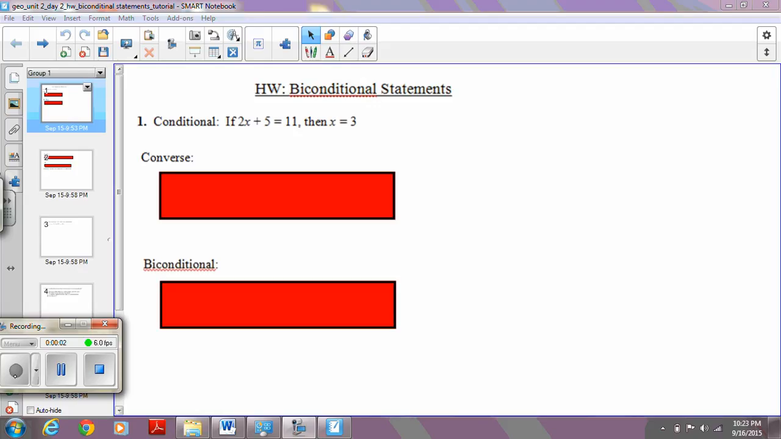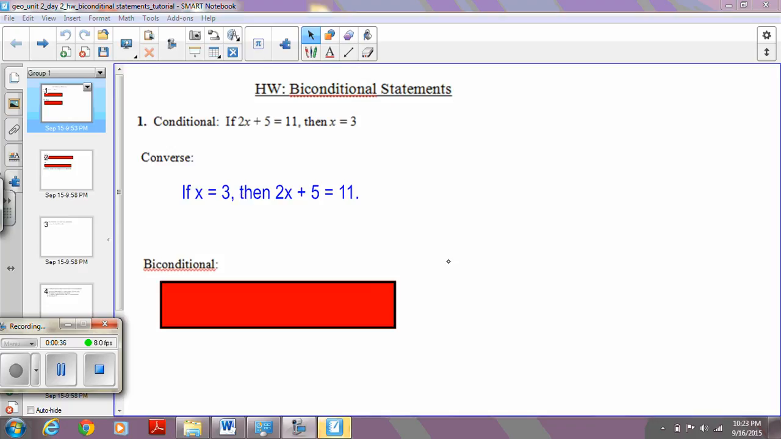In this tutorial, we'll be discussing selected problems from your homework on biconditional statements. On the first set of problems, you're given the conditional statement and you're asked to write the converse and biconditional statement. So the first conditional statement reads, if 2x plus 5 equals 11, then x equals 3. So the converse of that statement would read, if x equals 3, then 2x plus 5 equals 11.